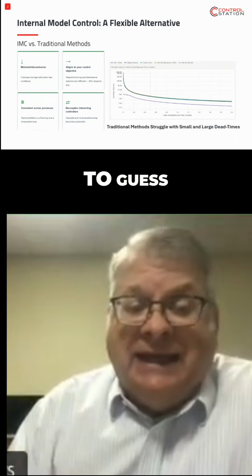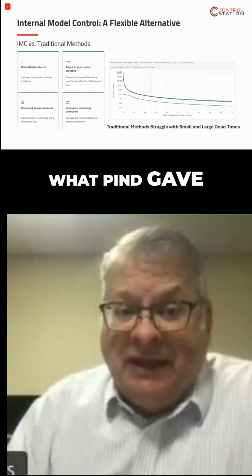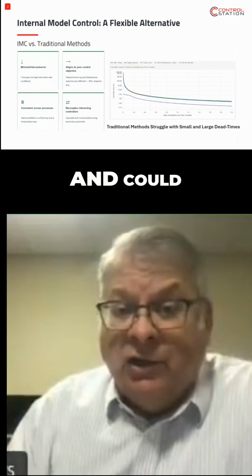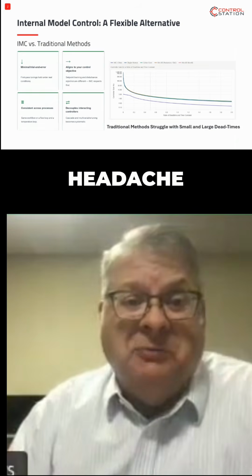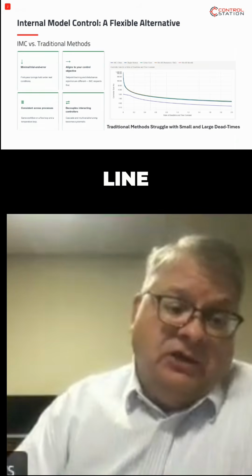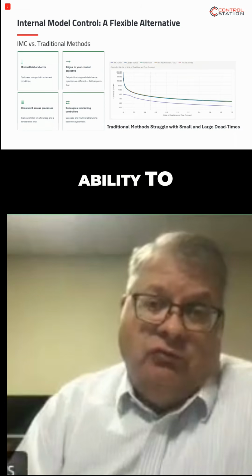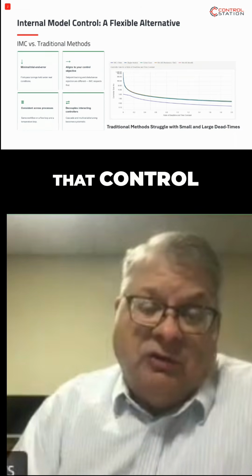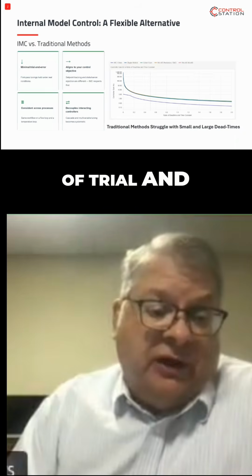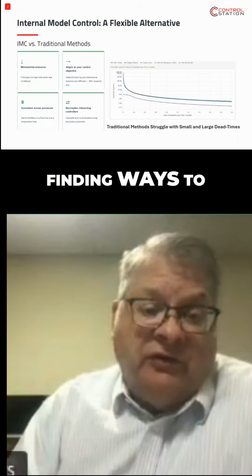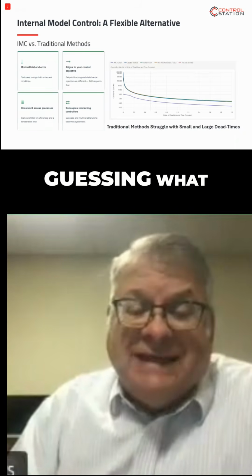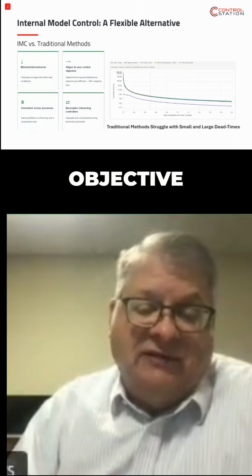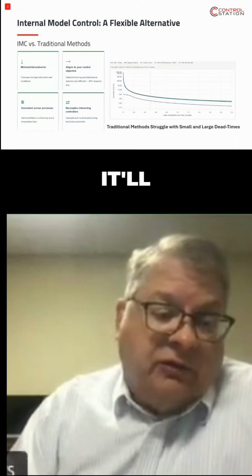But if I had to guess what PI and D gave me conservative, it'd take me a while and could cause some damage, a lot of headache on a distribution line. So I have this ability to modify my PIDs to meet that control objective without doing a lot of trial and error, without guessing what lines up with my control objective, because I see a prediction.